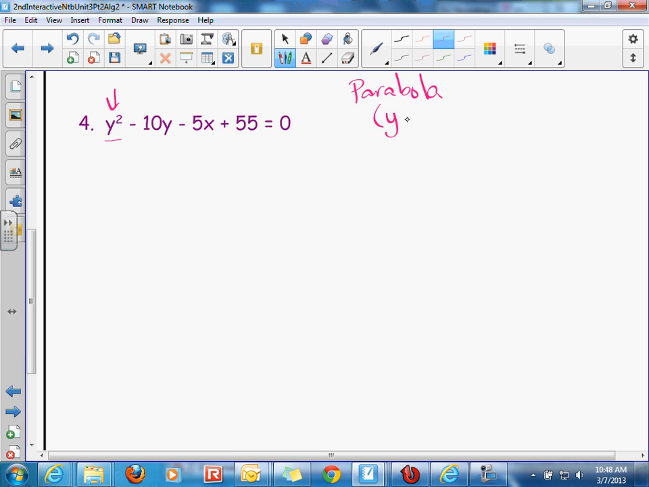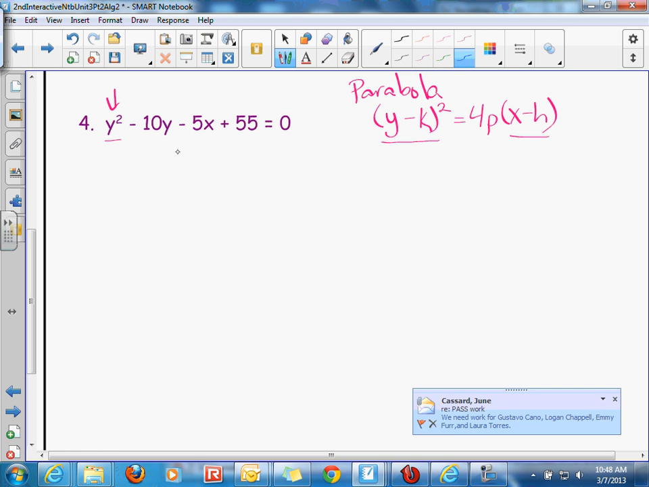We've got your y minus k, parentheses squared, equals 4p times x minus h. This is the standard format if the y is squared. If the x is squared, this right here and this swap places, and the one with the x would be over here squared, and the one with the y would be over here and not squared. So those are the only two choices that you have, and they're on your formula chart.